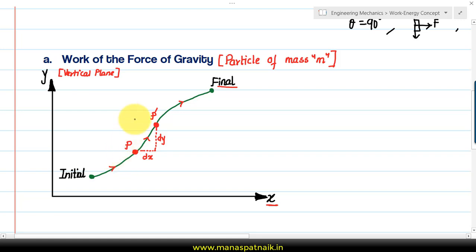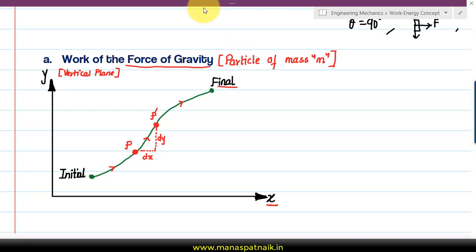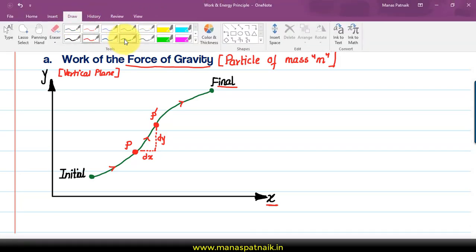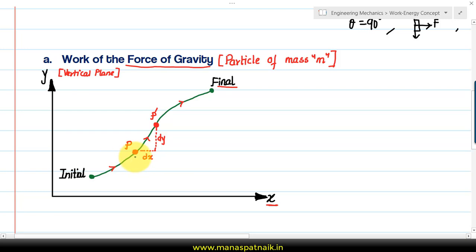Now what we are essentially interested in is calculating the amount of work done by the force of gravity. Now this is the vertical plane. Now the force of gravity will be actually acting in the downward direction, so it would be something like this way. Now we are assuming that the particle is having a mass of m, so the weight acting in the downward direction is going to be equal to mg, right?